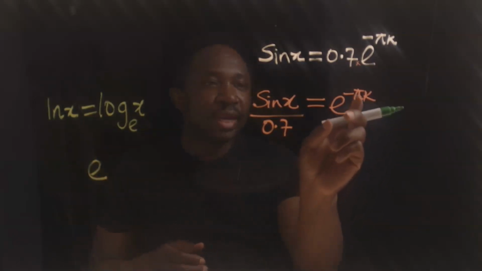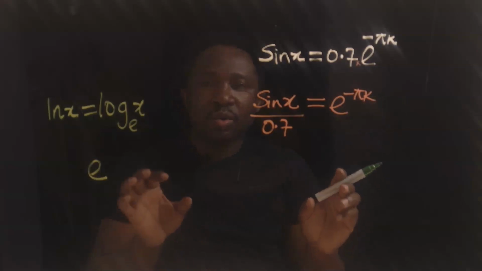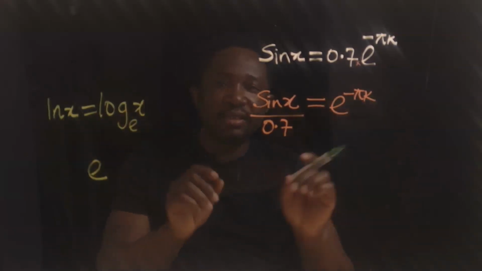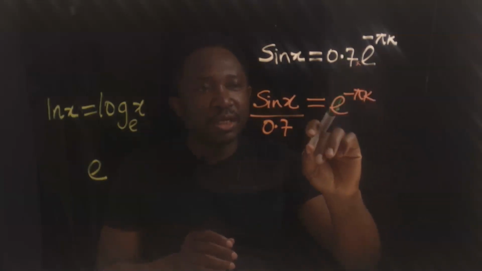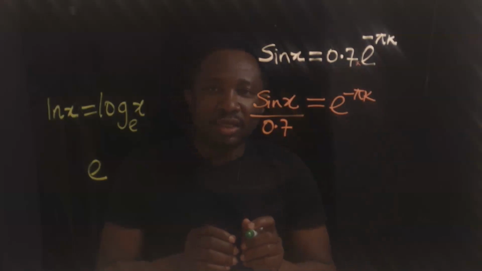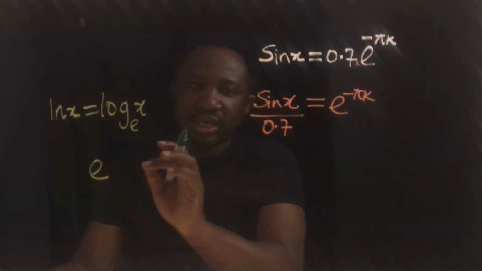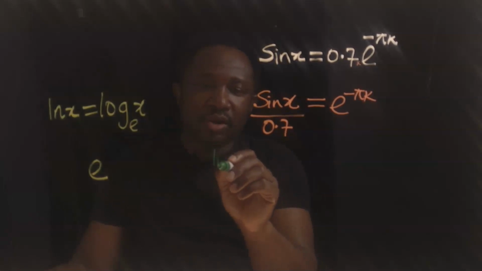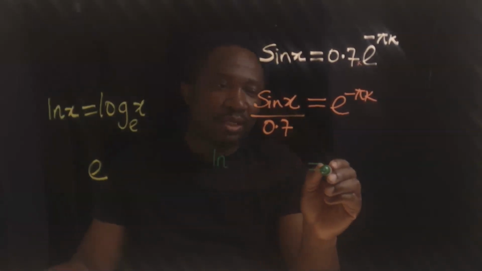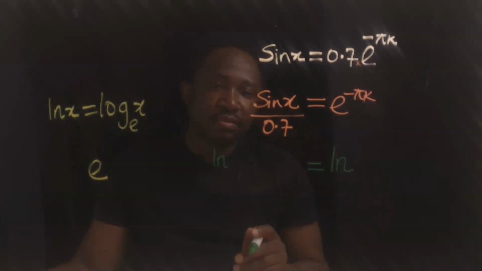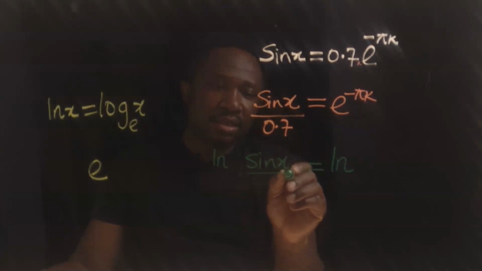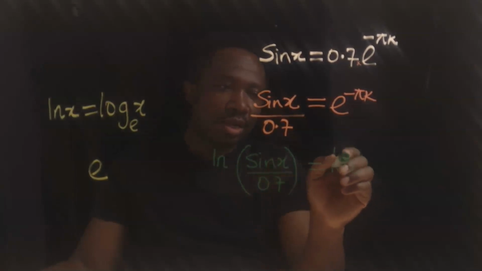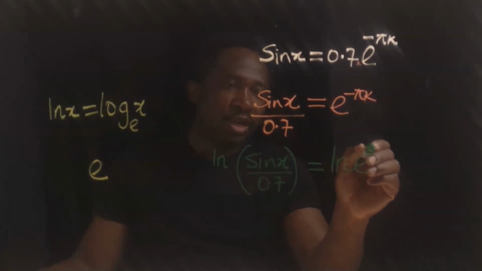For us to get rid of this exponential, we're going to take the natural log of both sides. Whenever natural log comes close to exponential, they neutralize each other. Because of this concept, I'm going to take the natural log of both sides. And here I have sine x divide 0.7, and here I have exponential minus pi k.